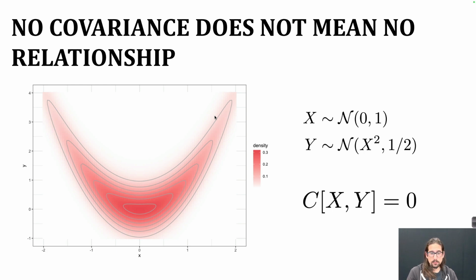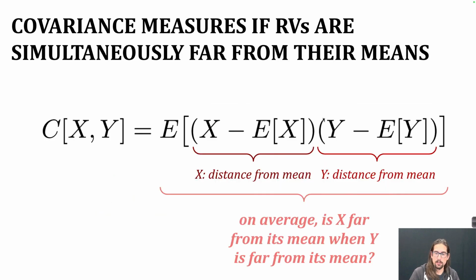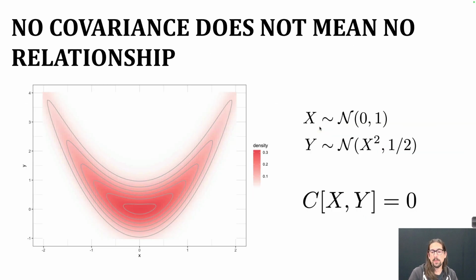And for this joint distribution, the covariance is 0. And you can calculate that out. You can do your calculus and plug it into this if you want. But the idea is, again, that we're trying to measure, when x is far from its mean, is y typically far in a positive way or in a negative way? And in this case, when x is far from its mean positively, the deviations cancel out.